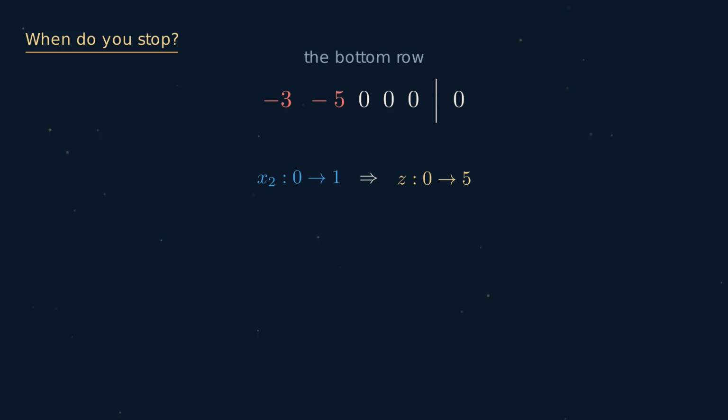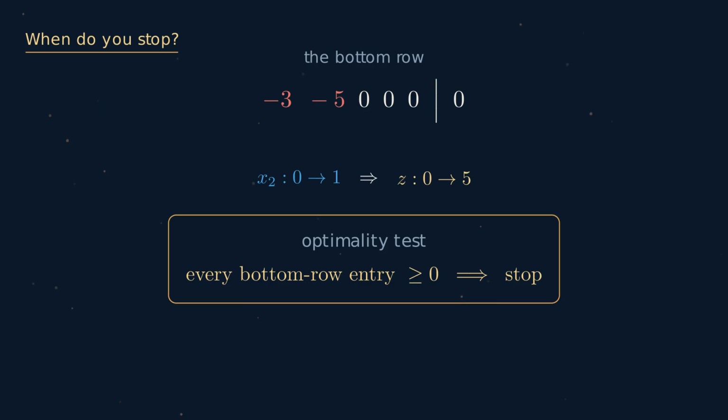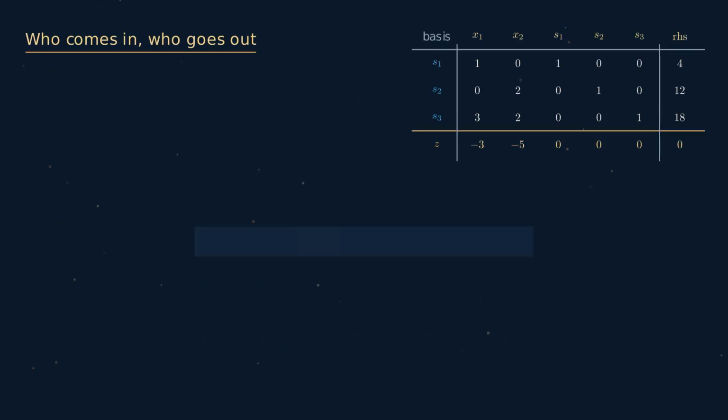The minus sign is only there because we moved the terms across, which gives us the stopping rule, and it is beautifully blunt. A negative entry down there means there is still profit on the table. When every entry is 0 or positive, no variable can help you, and you are done. If you were minimizing instead, the test simply flips over, stop when no entry is positive. Same compass, mirrored.